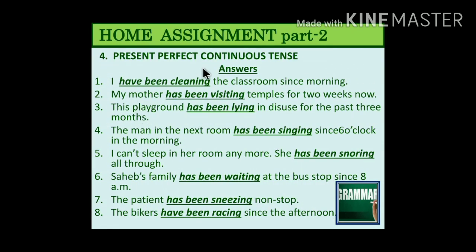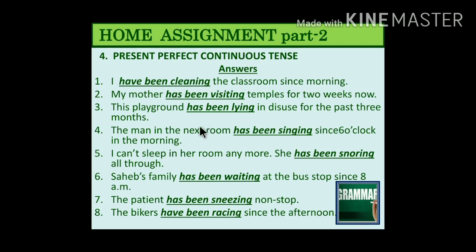Next, perfect continuous tense, have been cleaning, has been cleaning. See, I told you, you're going to use has or have for indicating it is a present tense, and you're going to use been to indicate that it's the perfect tense, and cleaning to indicate that it is the continuous tense.